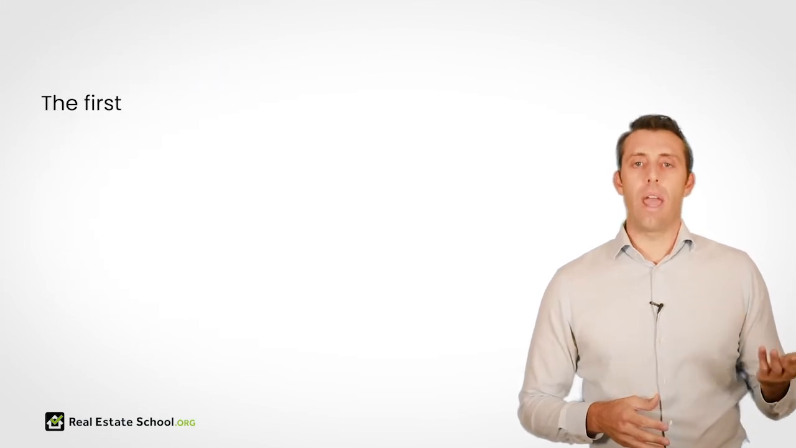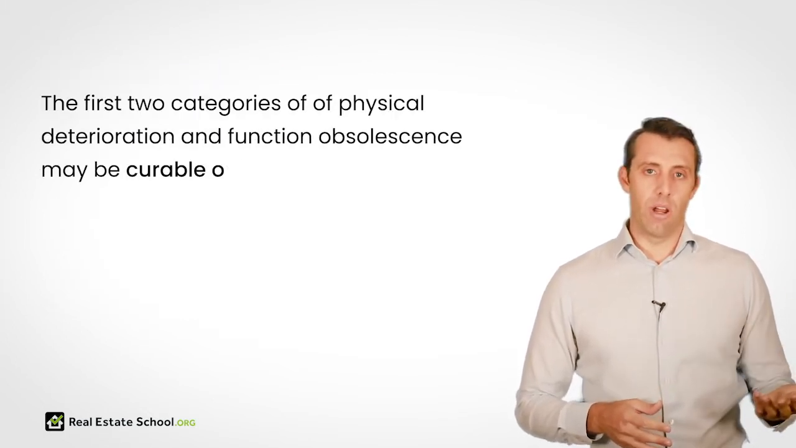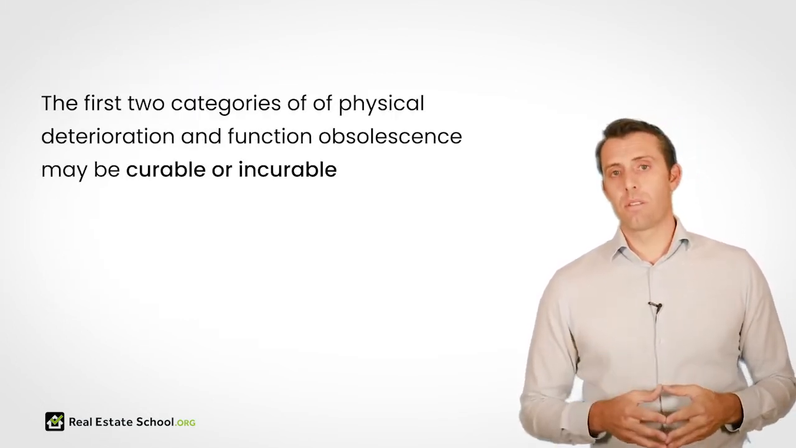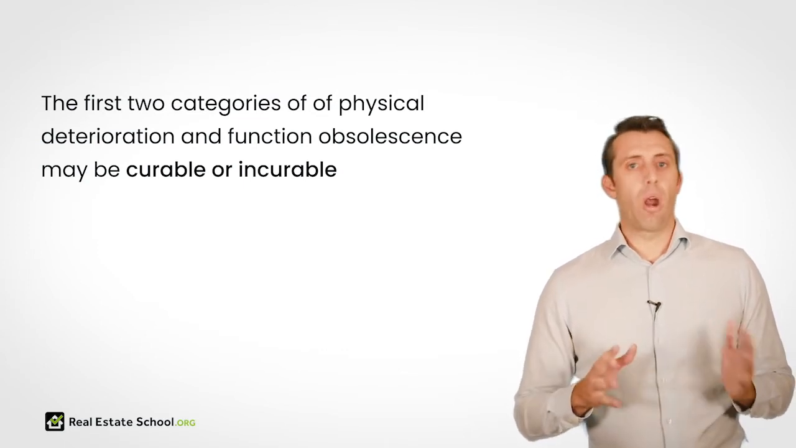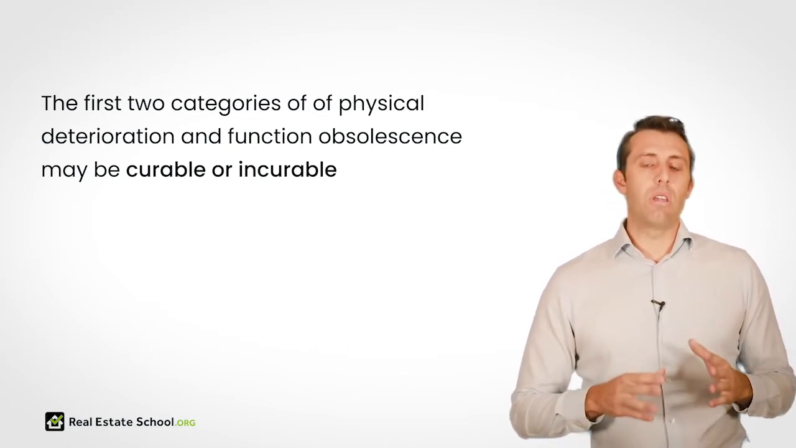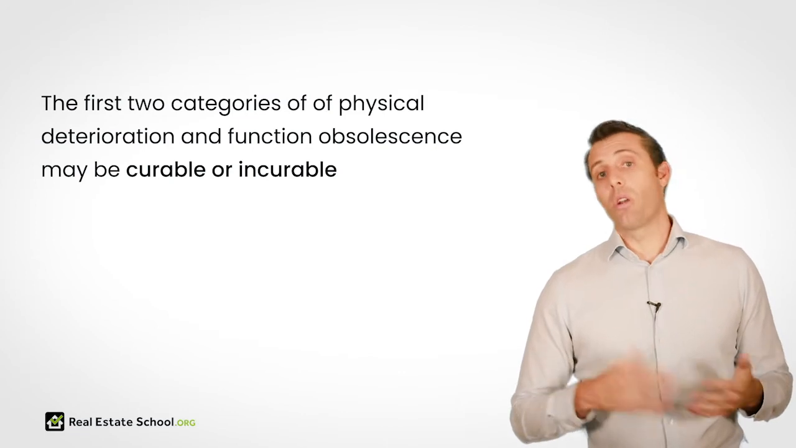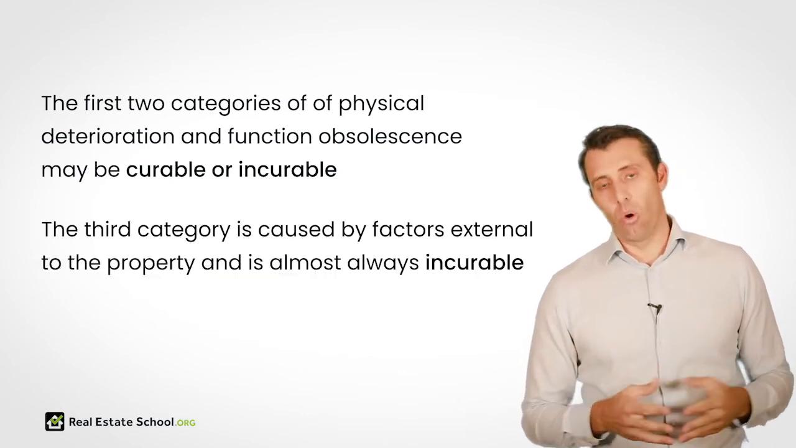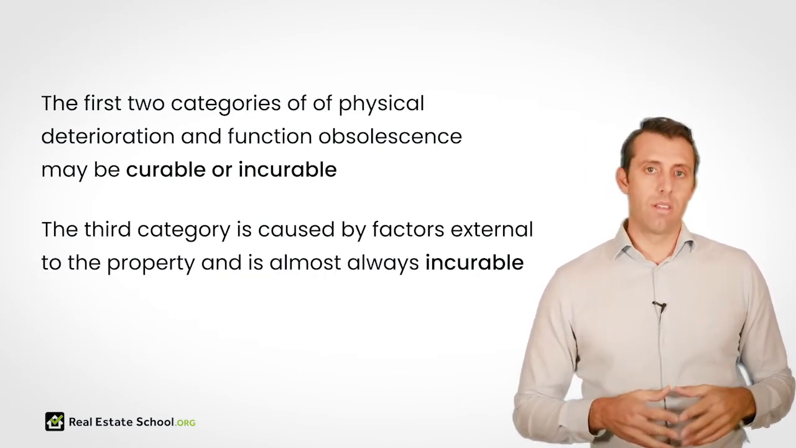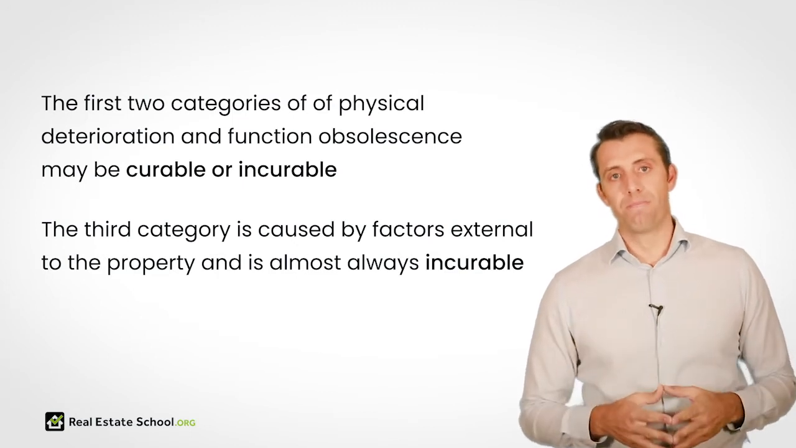The first two major categories, physical deterioration and functional obsolescence, are viewed as being part of the property and therefore can be either curable or incurable. The last category, external obsolescence, is nearly always incurable.